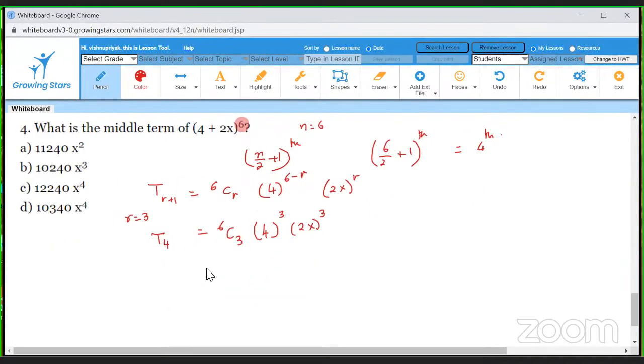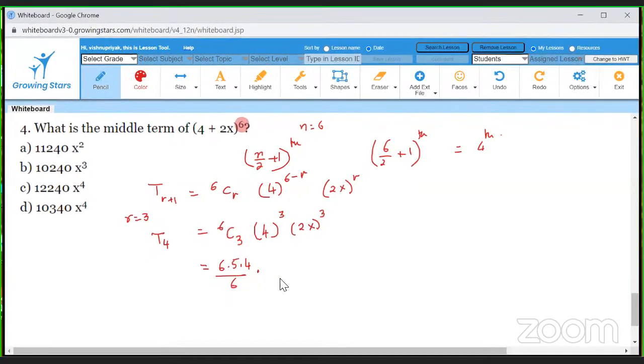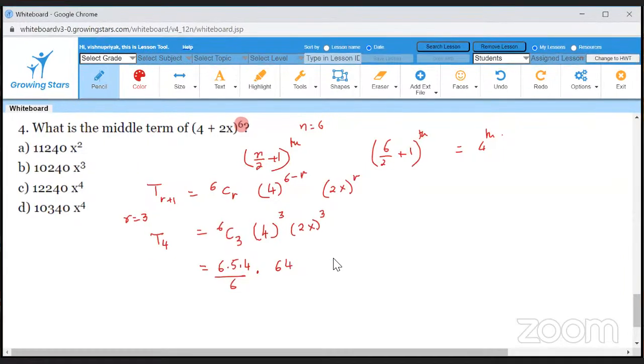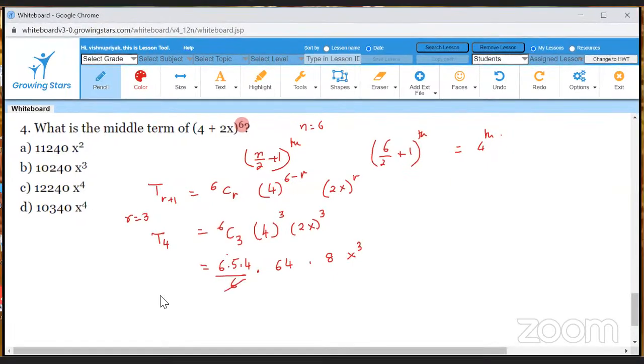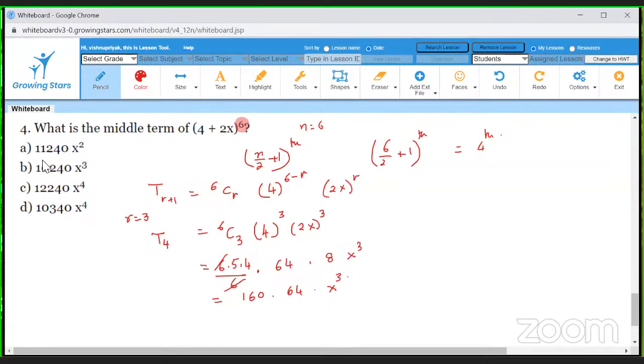So R, you will put it as 3. 4 power 3, 4 cube and 2x power 3. Now 6C3, start with 6, take 3 numbers by 3 factorial. 4 cube is 64. 2 cube is 8. And then x cube. 6 and 6 will cancel. So you have 20 into 8, 160 into 64 into x cube. And when you multiply, obviously, this is not x cube, this is not x cube, this is not x cube. Option B is only having x cube.